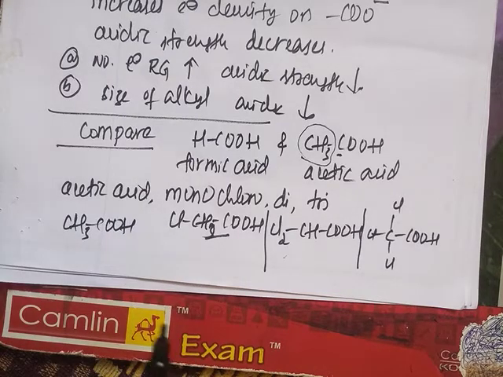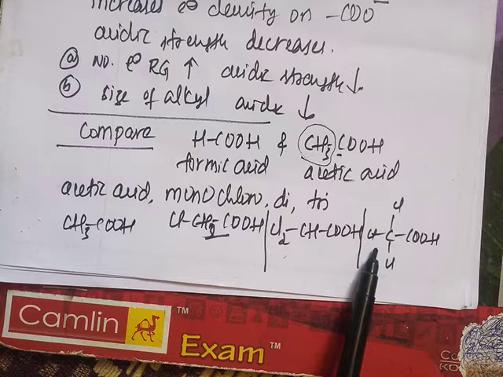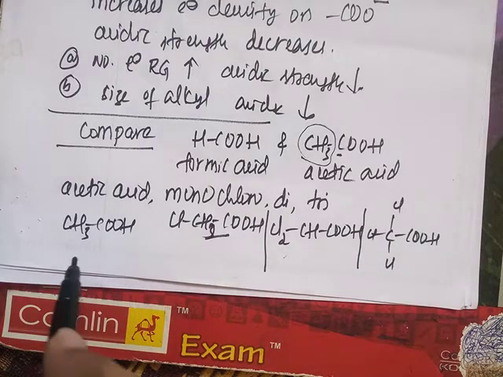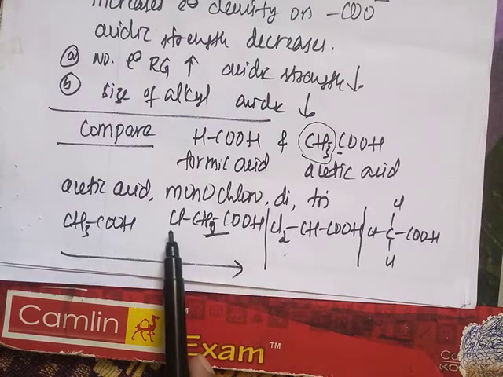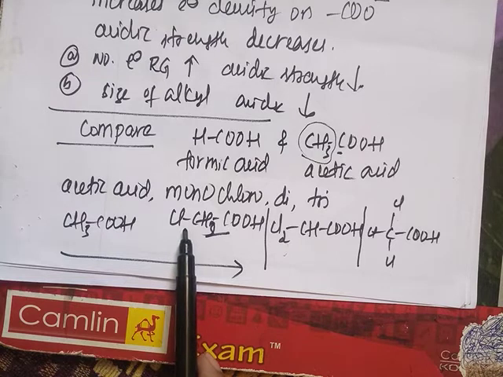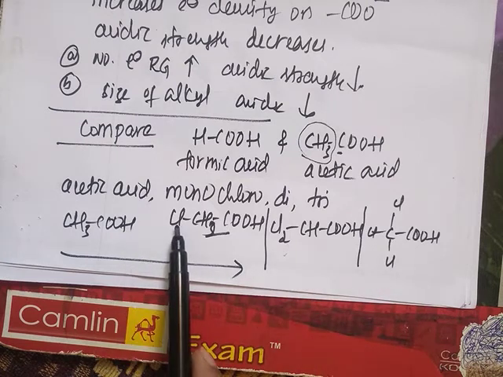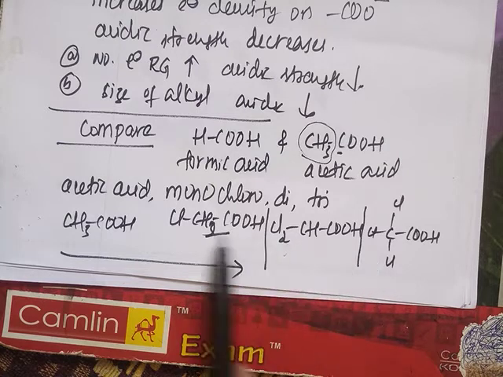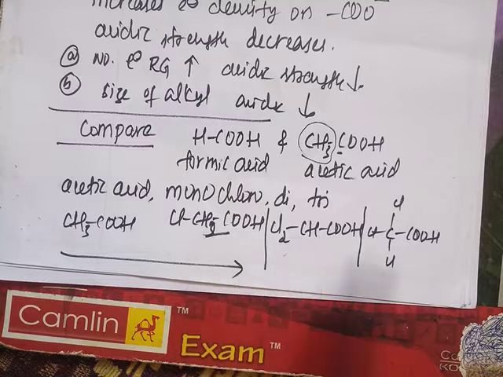Since the number of electron withdrawing groups increases, here one electron withdrawing group, two electron withdrawing groups and three electron withdrawing groups, the acidic strength of the carboxylic acids increases from acetic acid. In monochloroacetic acid, dichloroacetic acid and trichloroacetic acid, the number of chloro groups, which are electron withdrawing groups, increases as 1, 2, and 3 respectively.